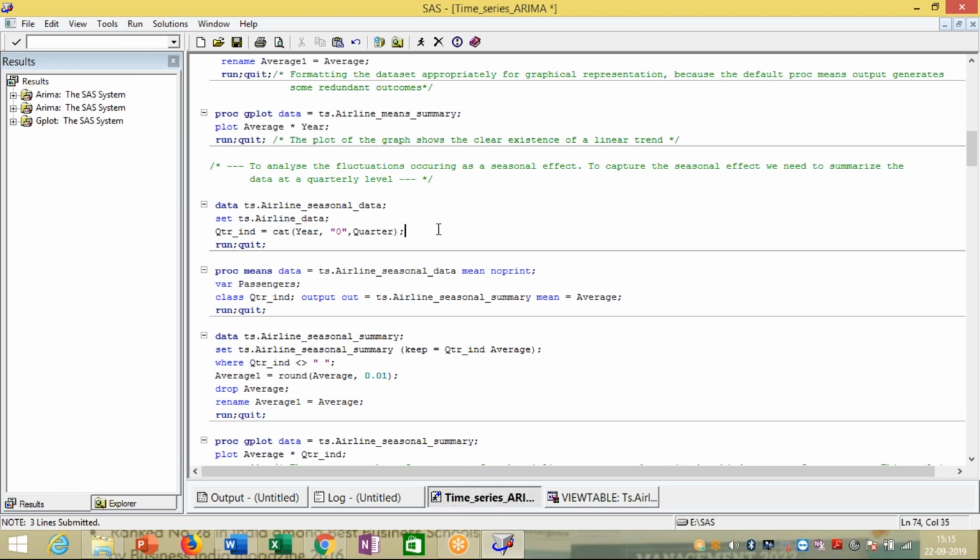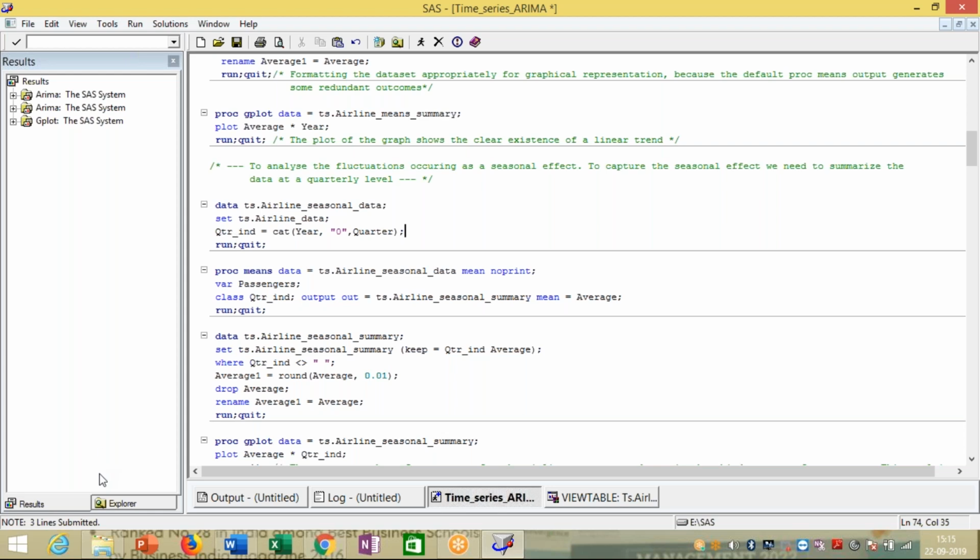Now, if there is a seasonal effect, the sales would tend to spike up in every quarter. Hence, what we have done is create another dataset called the airline seasonal data from the raw airlines data. We created a quarter indicator, where we concatenated the year, 0 and the quarter. So if it's 1949 first quarter, it becomes 1949-01. If it is the second quarter for 1949, it becomes 1949-02, and so on.